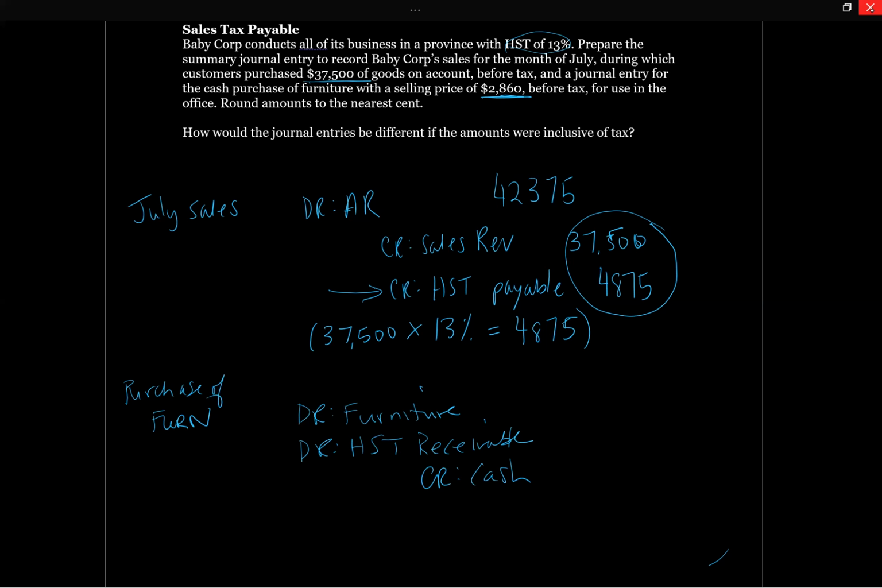We didn't put it onto account. And it did say that it was a cash purchase in the question. So the furniture we know costs $2,860. That is right here. But we do have to pay tax on that as well.